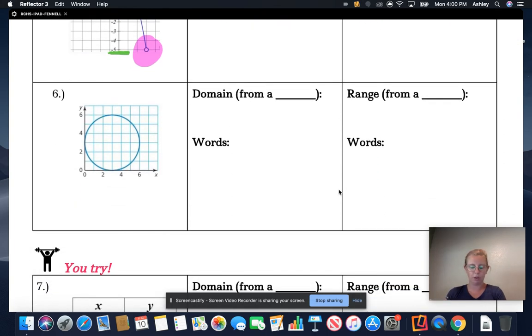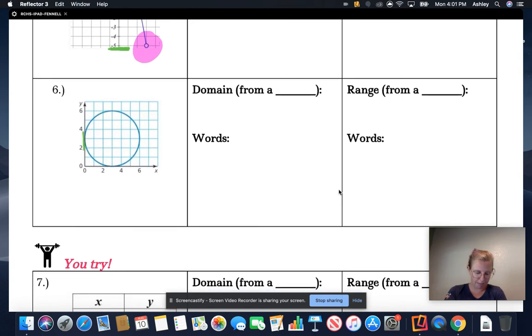Okay, again, we're going to do domain from a graph. This is going to have a minimum. Let's change that color. Let's do our domain in purple. So this is going to have a minimum of 0 and a maximum of 6. X is less than or equal to 6 and greater than or equal to 0. Again, looking at the farthest point to the left, farthest point to the right, put that in your own words.